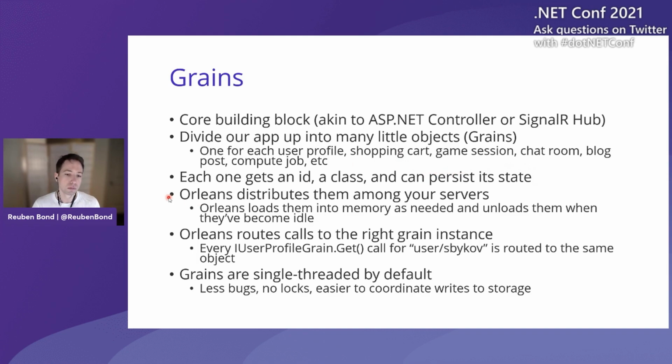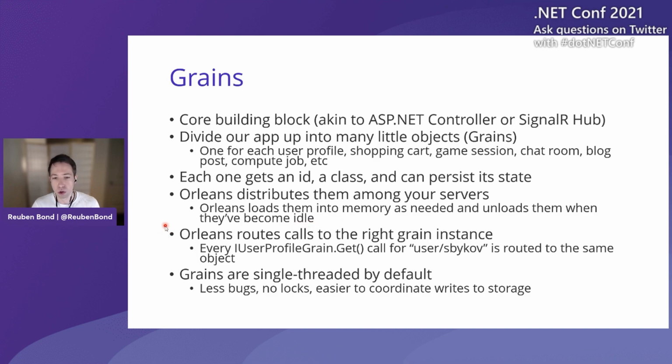Orleans will distribute your grains across all of your servers for you, and it automatically loads them into memory the first time that they're needed. It also unloads them when they've become idle. So the first time that you need to access your shopping cart, Orleans will make sure it's there for you, and it'll load its state from storage before ever handling any requests. And once it becomes idle, it'll unload it so it can free up memory for more things.